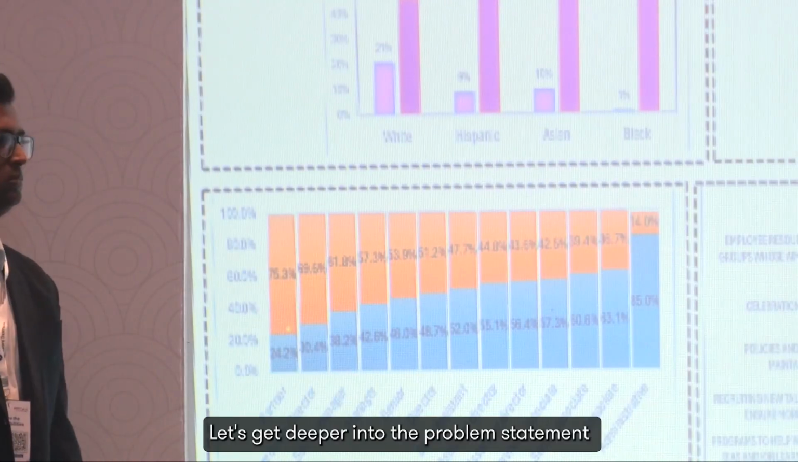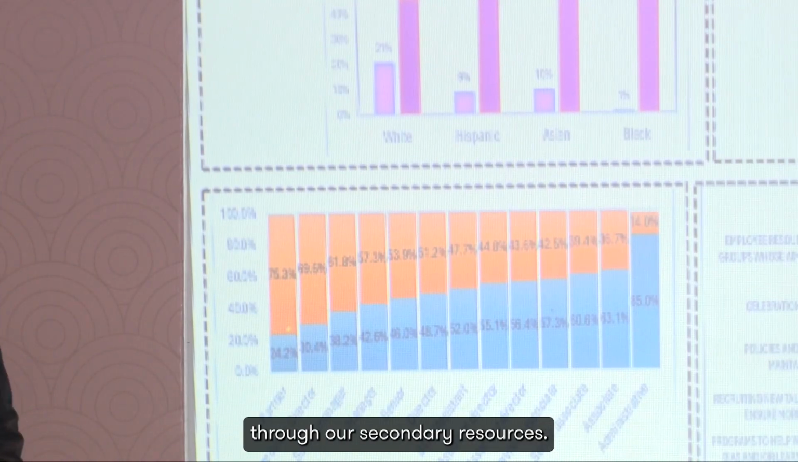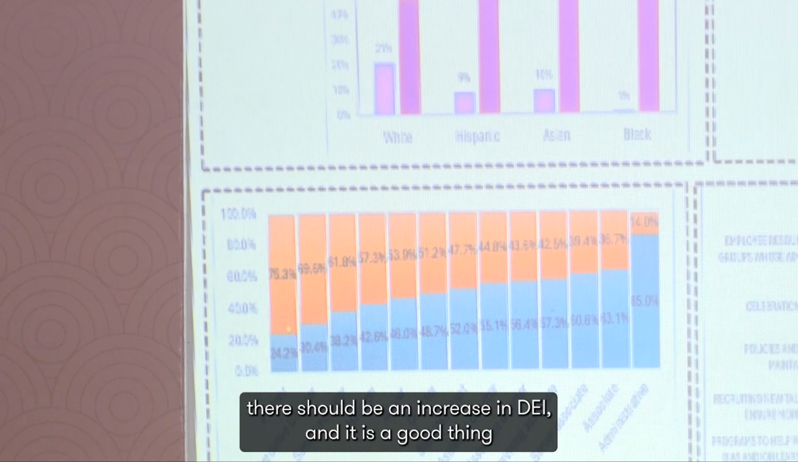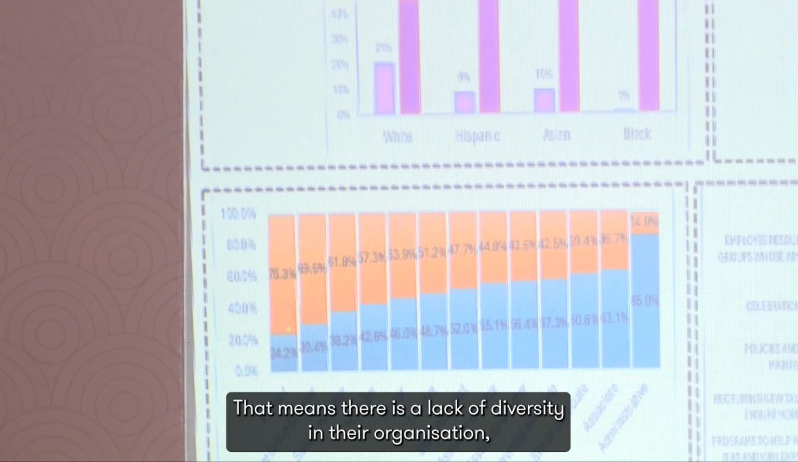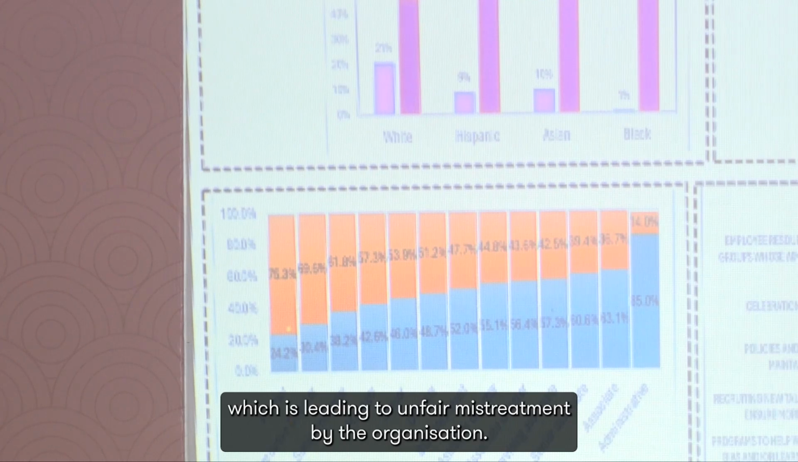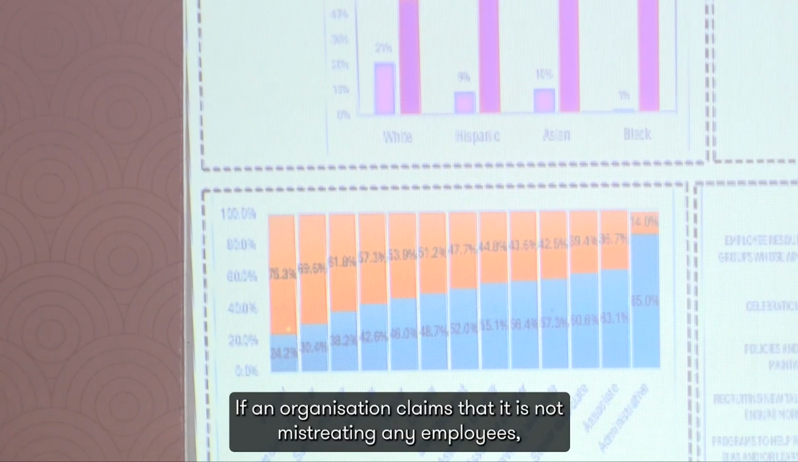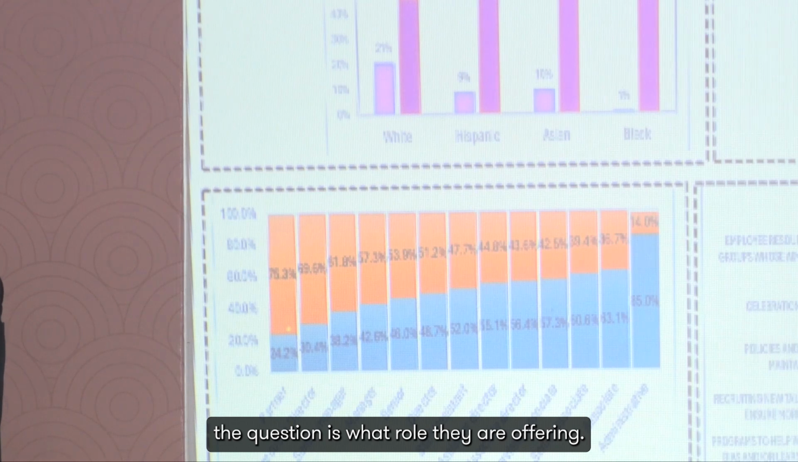So now let's get deeper into the problem statement through the secondary research that we had. From the upper left, we can see that all the minority sections of people feel that the increase in DI should be there, and it's a good thing. That means there is a lack of diversity in their organization, and this lack is causing them to be unfairly mistreated in the organization. An organization might say that they are not mistreating any employees, but the question is what roles they are offering.